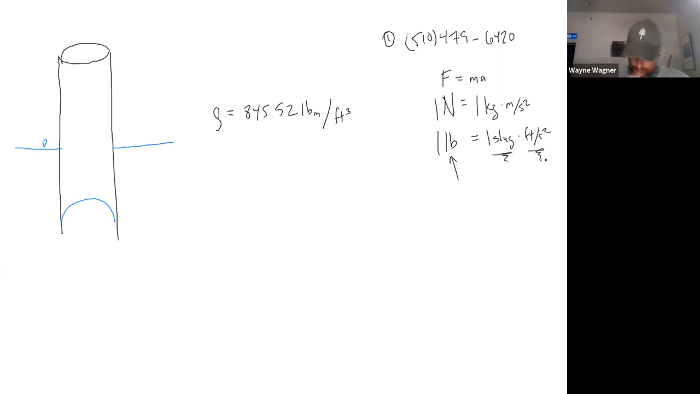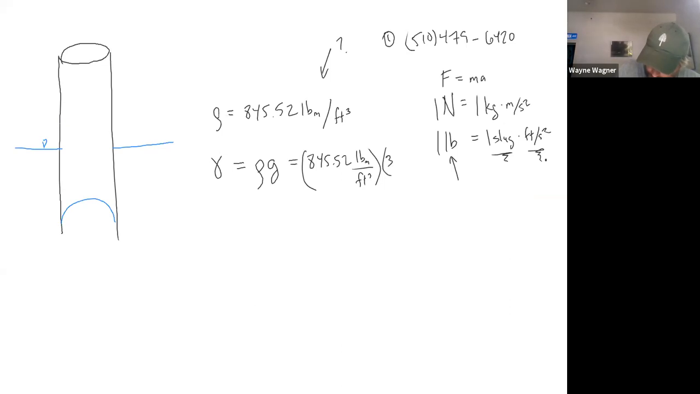So what do we do when we get a density that looks like this? Because if we plug this into our equations, for example, let's suppose I wanted gamma. This is going to be an error, so don't write it down. Gamma equals rho times g. So if I take rho, 845.52 pounds mass per cubic feet, times g, and g is 32.2 feet per second squared.